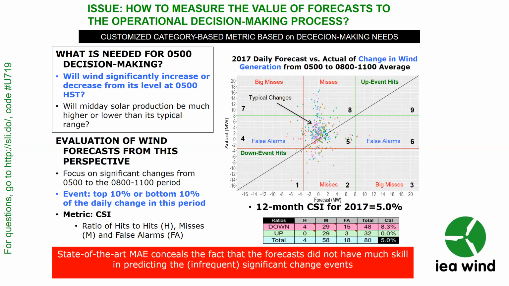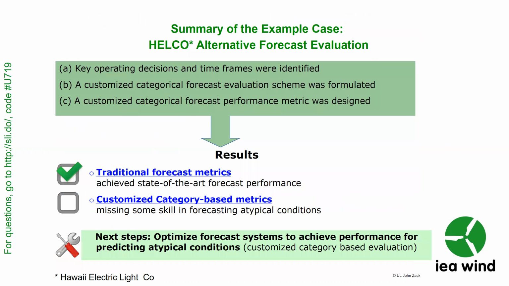So it shows that if you focus on the wrong metric, you can get an impression that's very different on the value to your solution. And here, by analyzing the appropriate decision-making process and what information you needed for that, you can come to a better way of evaluating forecast performance. So let's go on to the next slide, which summarizes what we get from this example. So the key points here, that the key operating decisions and timeframes were identified.